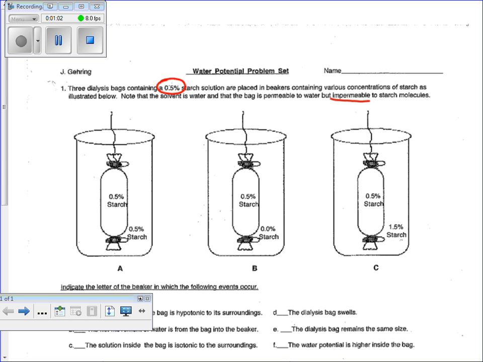What would you predict? Isotonic. Why? The solute concentration is equal inside and outside. Therefore, you would expect the water potential to be not necessarily 0. Equal. We would expect the water potential to be equal on both sides. So if this is 0.5% starch, we would, if there's nothing else there, say water's probably 99.5% inside and it's probably 99.5% outside. Therefore, the water potential should be balanced, should be equal.